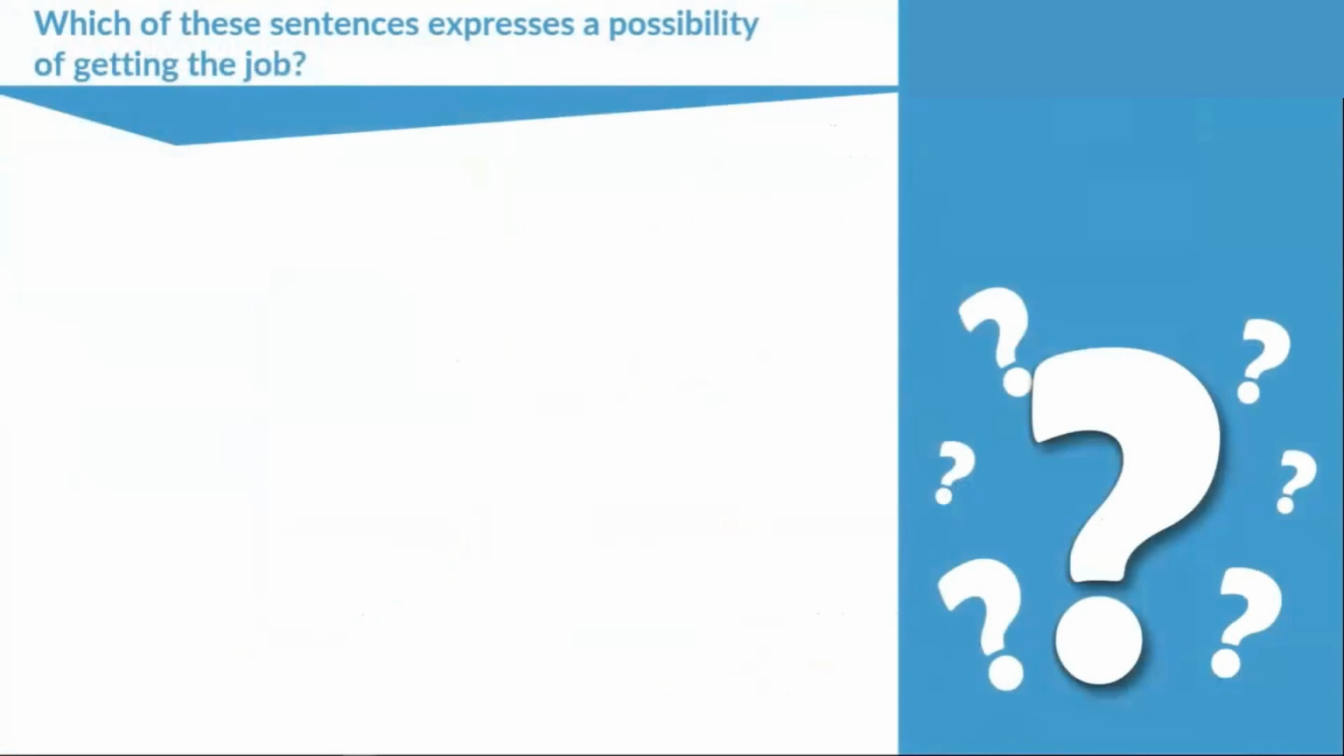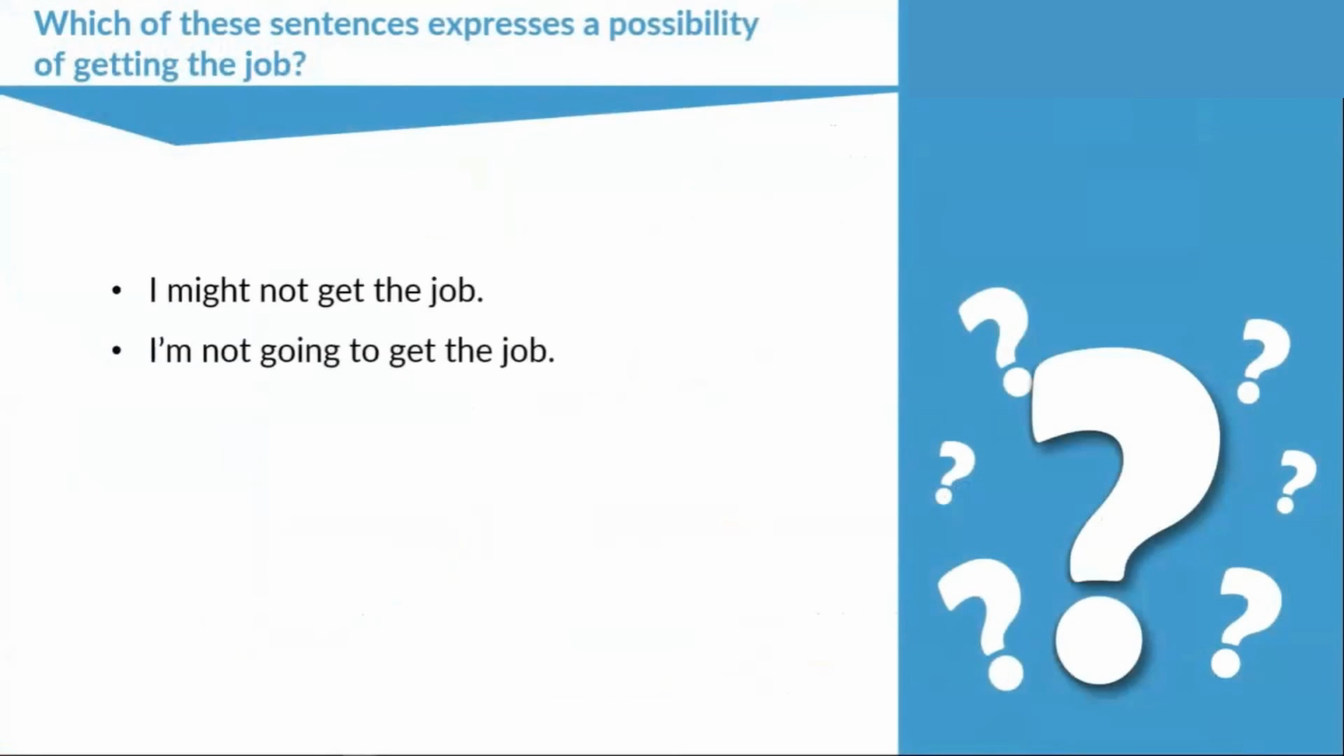Okay, so let's look at a question to finish off the lesson. Which of these sentences expresses a possibility of getting the job? So which of these expresses a possibility of getting the job? I might not get the job. I'm not going to get the job. I will not get the job. I won't get the job. So which of these is expressing a possibility of getting the job? What do we think?